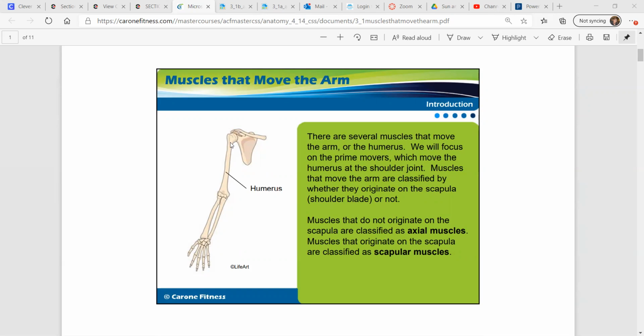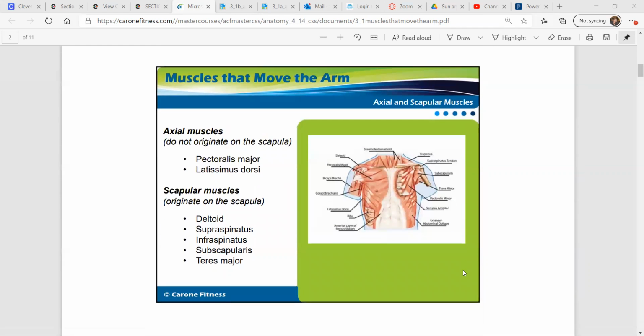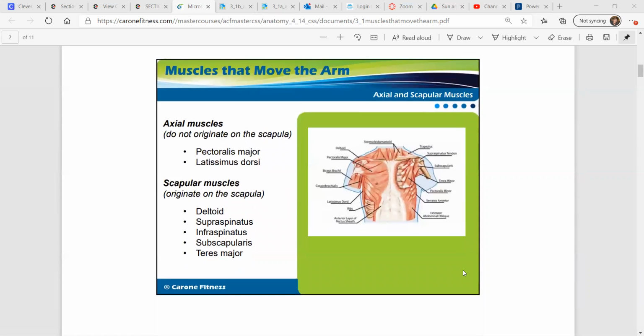Muscles that move the arm are classified by whether they originate on the scapula, which is the shoulder blade, or not. Muscles that do not originate on the scapula are classified as axial muscles. Muscles that originate on the scapula are classified as scapular muscles. So if they're not originating on the scapula, they're not called scapular muscles. Pretty straightforward, but let's take a closer look at each of those muscles.